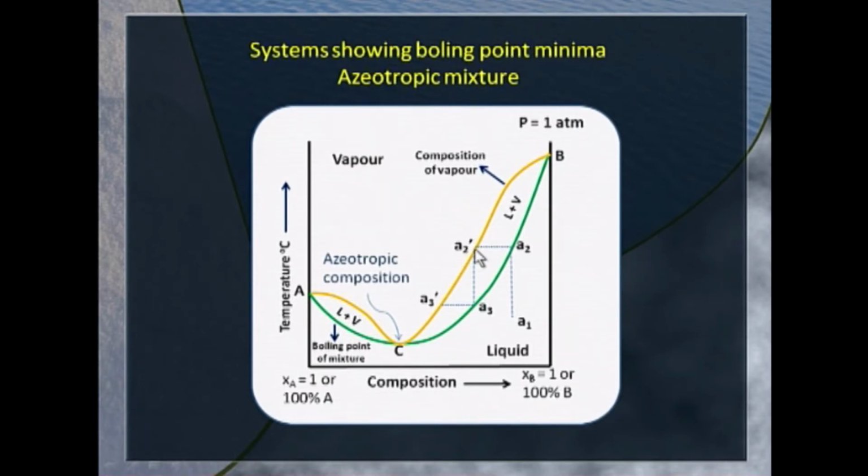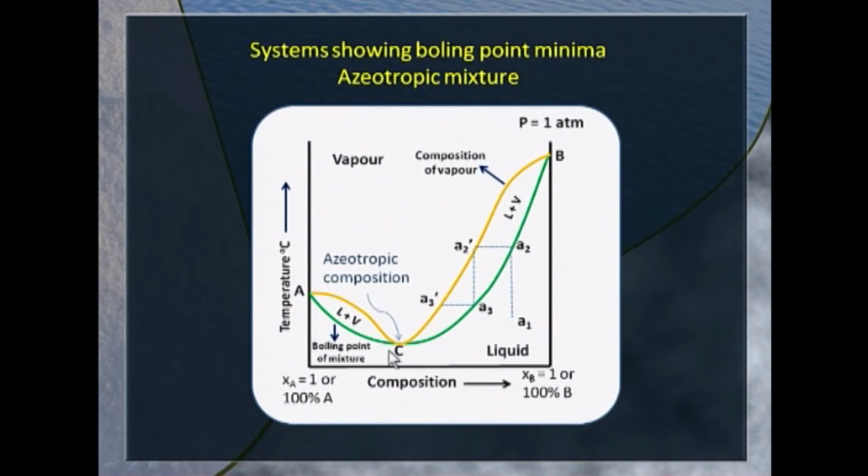And if we condense this vapor, we get a liquid having a composition given by the point A3, which is different from that of the original composition, which has become richer in the liquid A in this case, which has a lower boiling point. And if you take this liquid and heat it, you get a vapor having composition A3 prime, and successively if you condense it and then vaporize it, condense it, vaporize it, we end up with the liquid having a composition corresponding to point C.